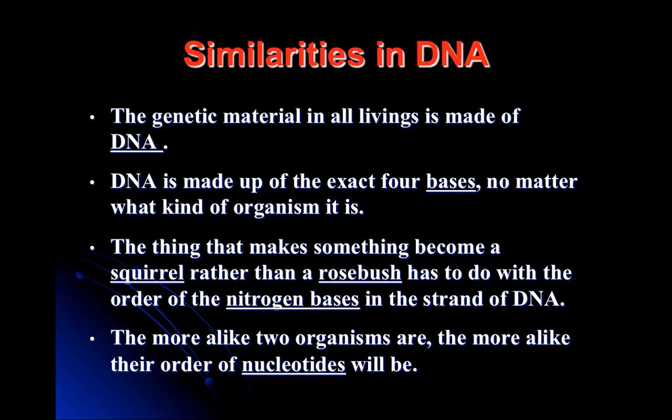This is very important for you to remember. You need to know that the order of the letters, so adenine, guanine, so the A, G, C, and T, the order that those are in is what makes us different. The more alike 2 organisms are, on the other hand, the more alike their order of nucleotides will be. So, for example, rodents and squirrels would have nucleotides in a specific order that's more alike because they're more related than a squirrel is to a rosebush, for example.